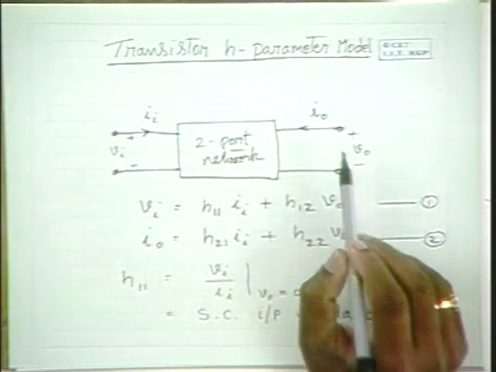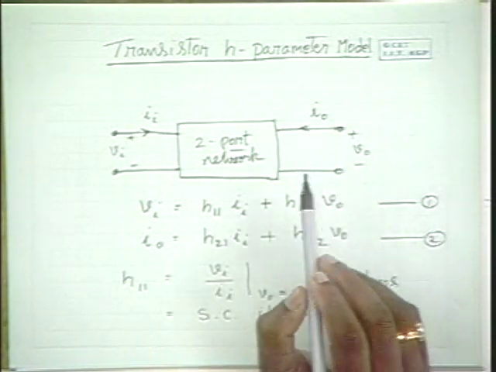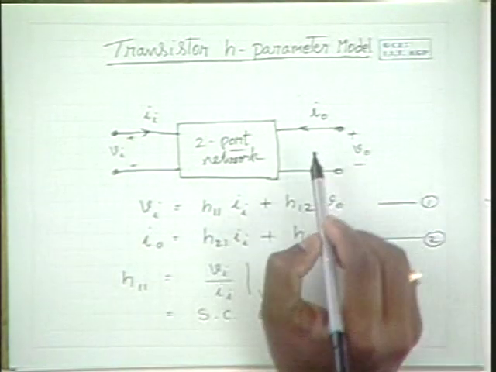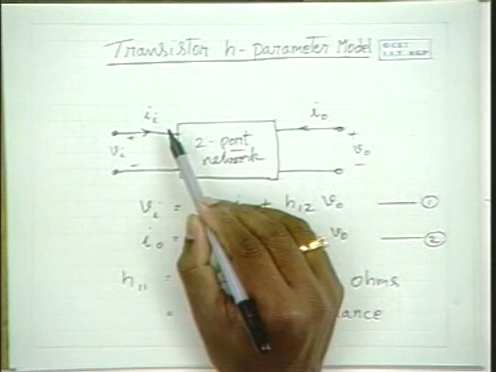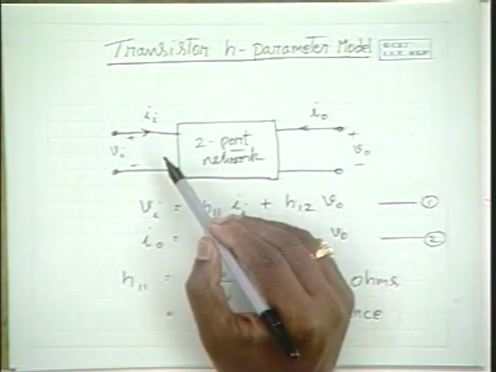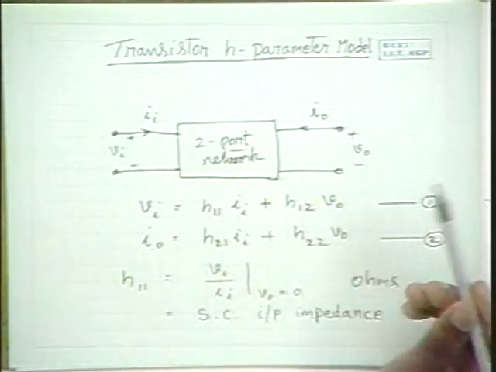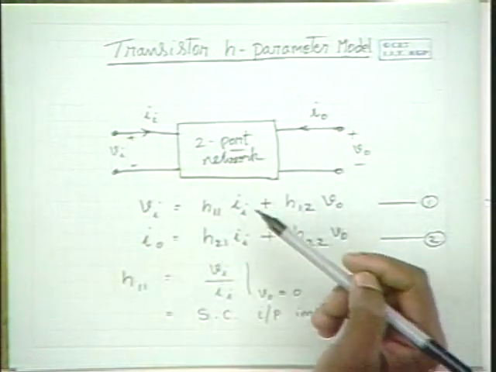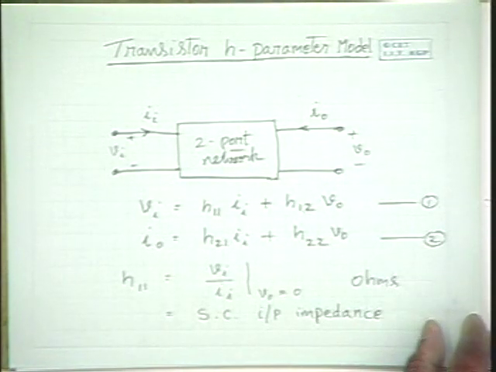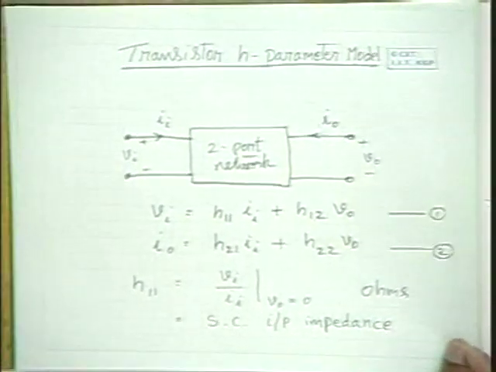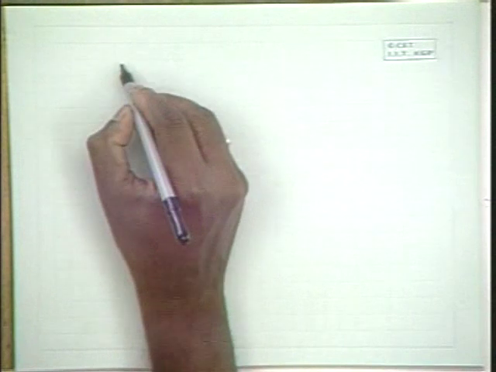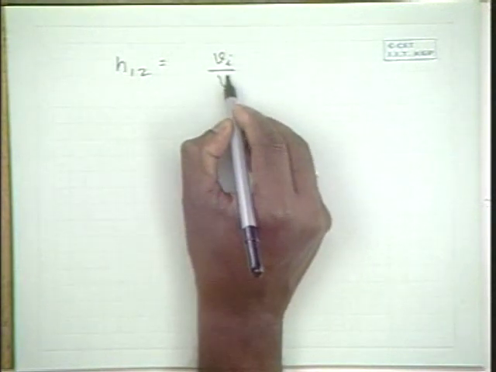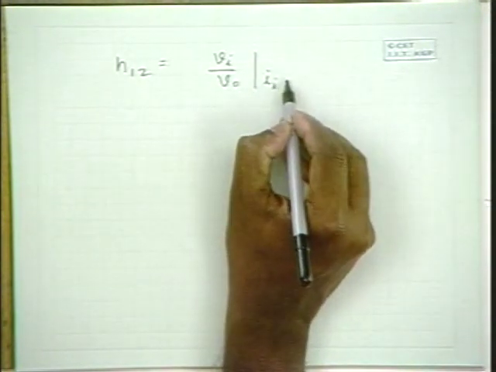Okay. So please note that given a transistor, if you are asked to determine the parameters, this is the way you can determine. Open circuit the input, apply a voltage at the output, measure how much voltage you get here, and this voltage to that voltage ratio gives you H12. So definition as well as measurement procedure are both the same, and they come from the same point. Therefore, H12 is equal to Vi by V0 when Ii is equal to 0.